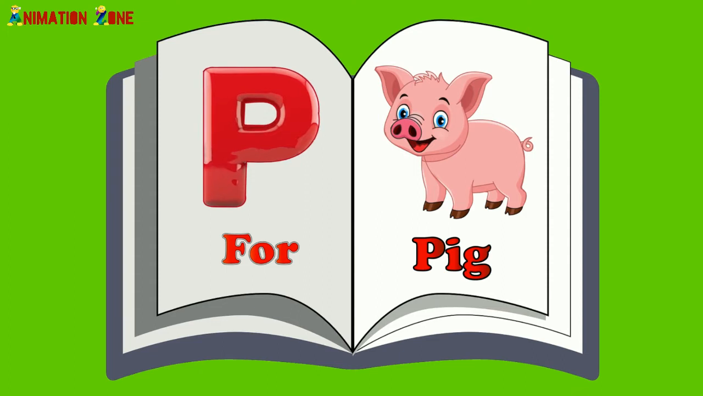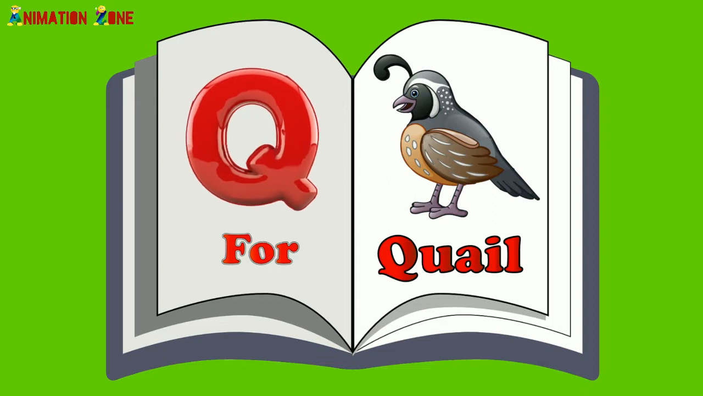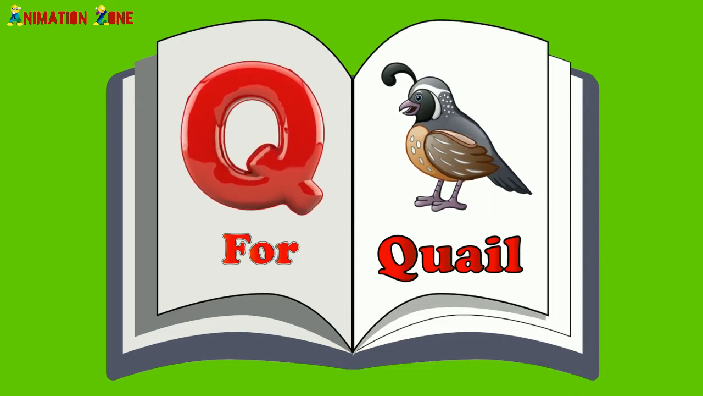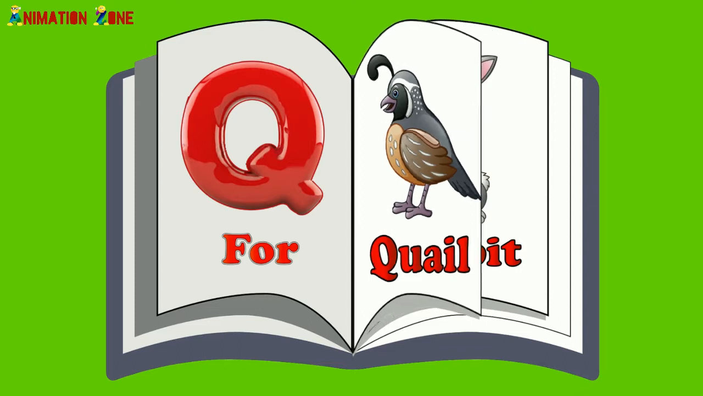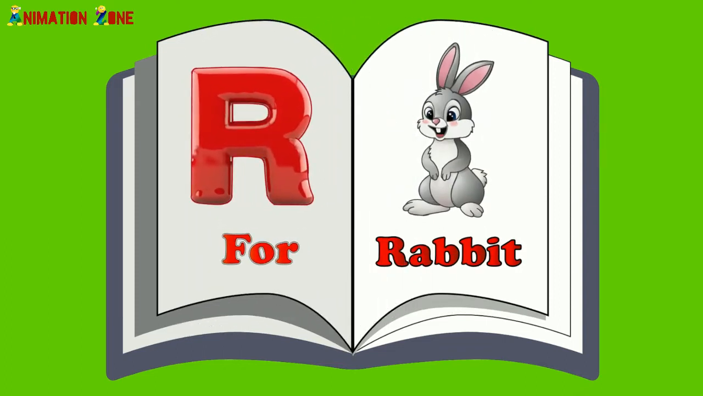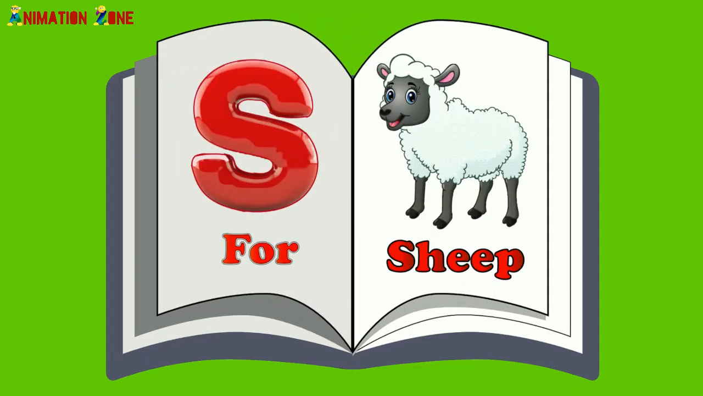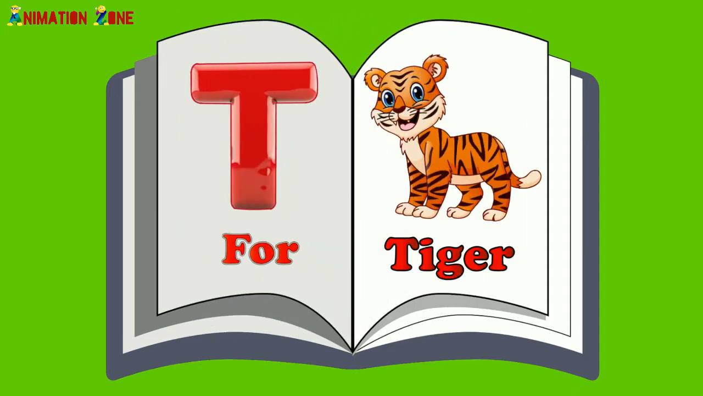P for pig. Q for quail. R for rabbit. S for sheep. T for tiger.